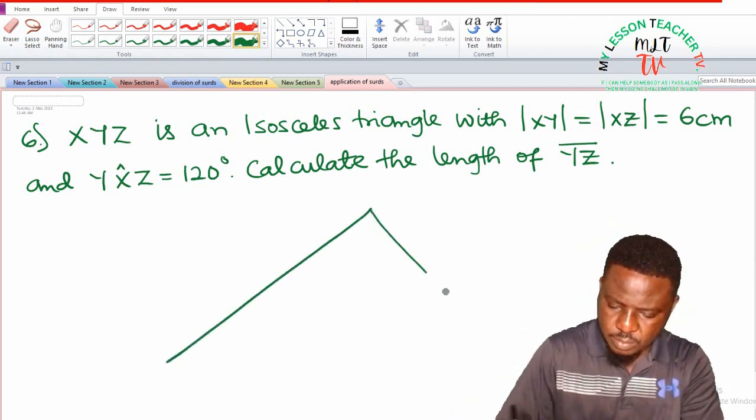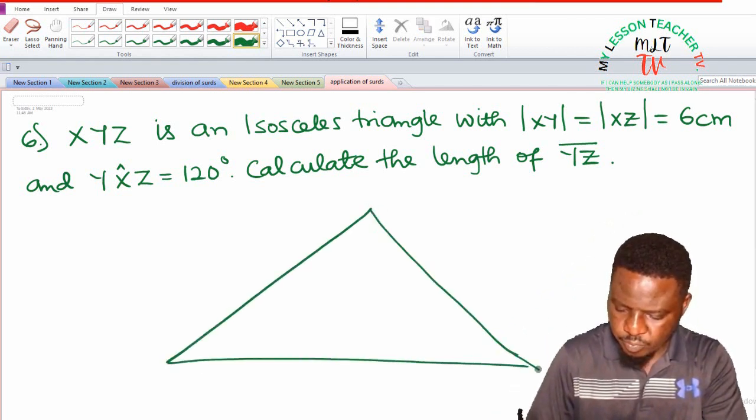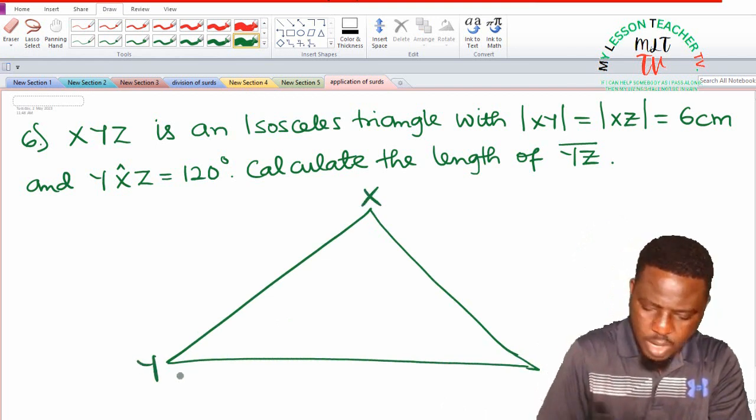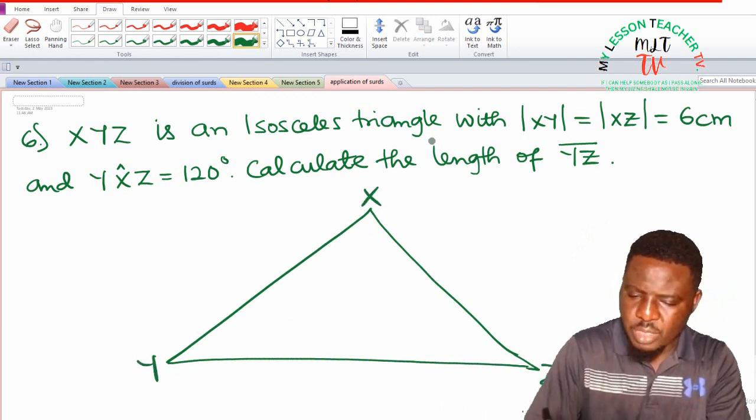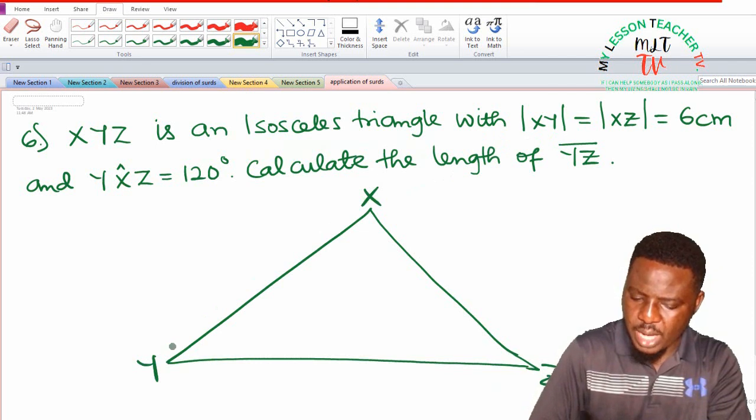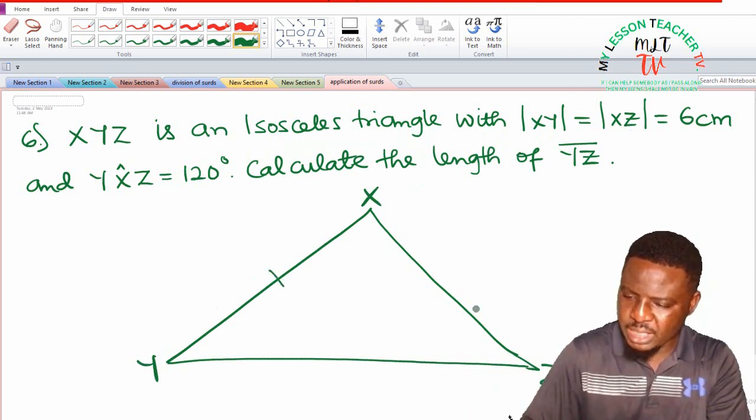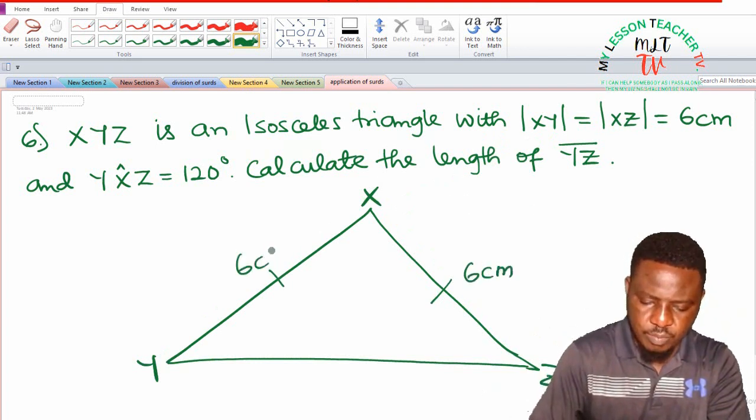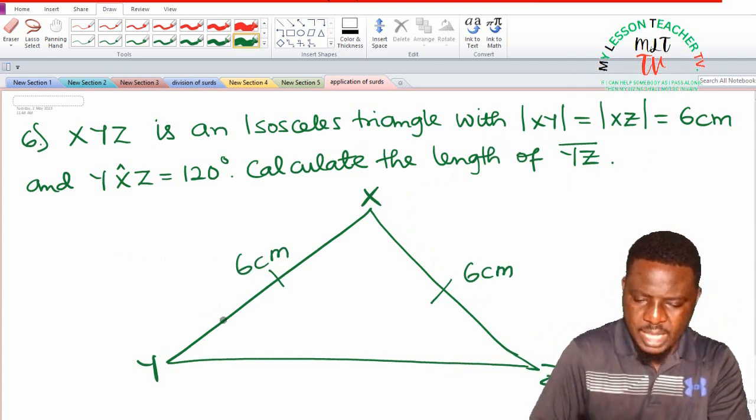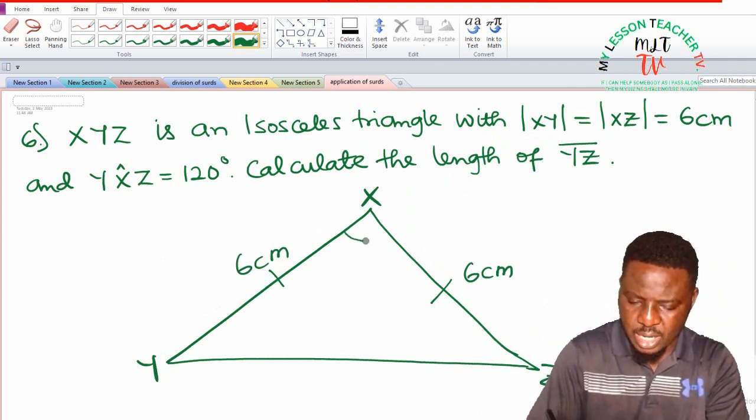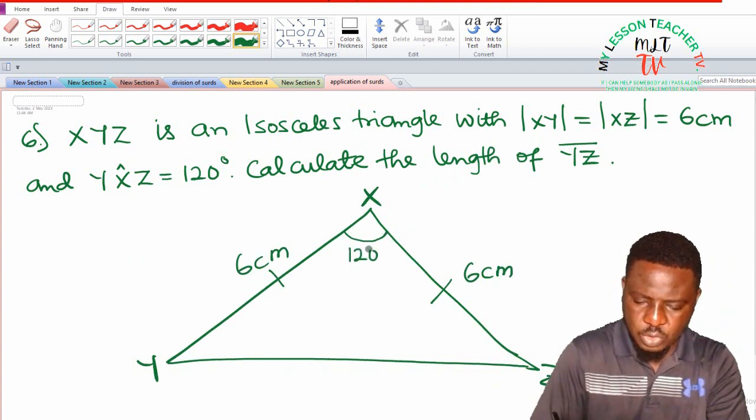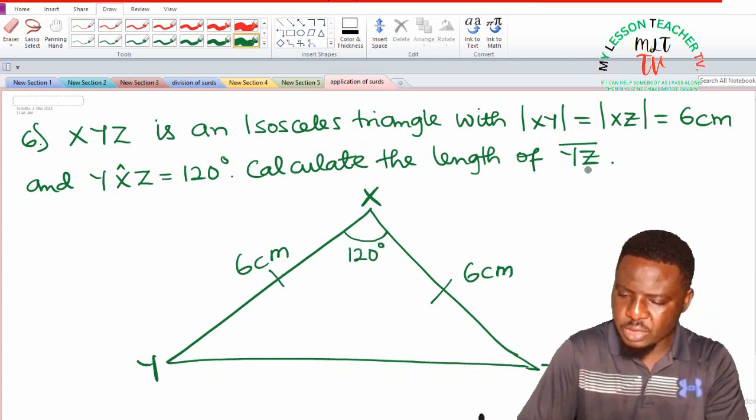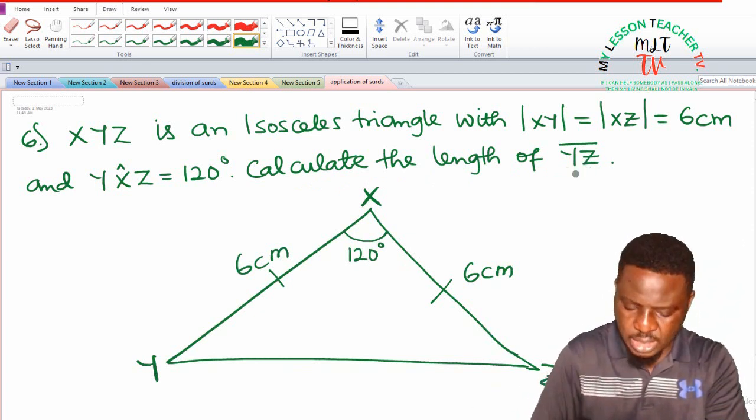So if this is triangle XYZ, let this be my triangle XYZ. And I'm told that XYZ is an isosceles triangle with side XY being equal to side XZ and is said to be equal to 6 centimeters. And angle YXZ, which is this angle they are referring to, is said to be 120 degrees. That we should calculate the length of side YZ. Let it be this. Let me call it X.